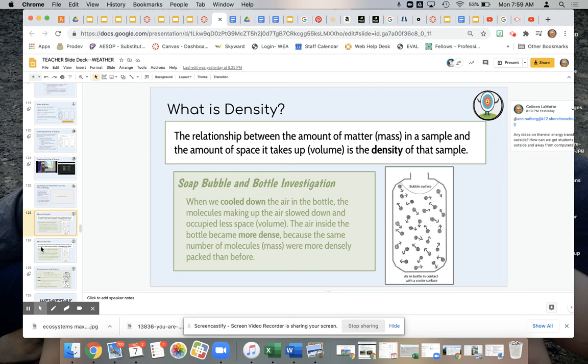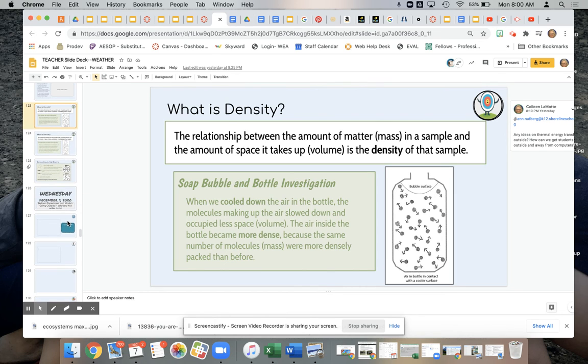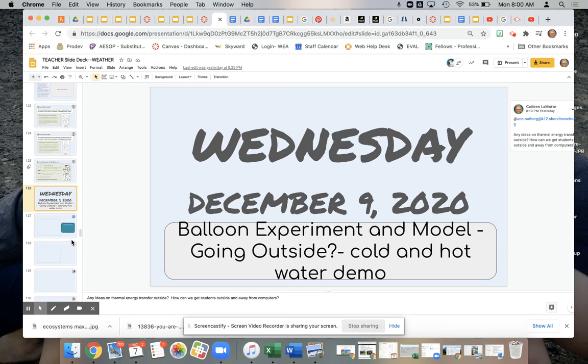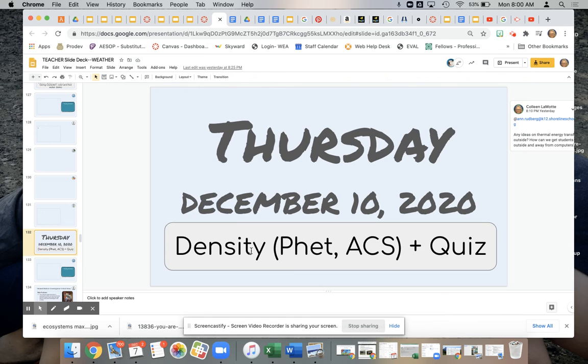Not exactly sure how this is going to go, and I'm sorry. But basically, we can close with what is density and how does that relate, or that might end up going into the next day of Wednesday. And again, Wednesday and Thursday, I'm still kind of thinking through, but basically there are 2 really awesome simulations on density. There's a PhET simulation and an American Chemical Society. We're going to do both of those. So will that be Wednesday or will that be Thursday?